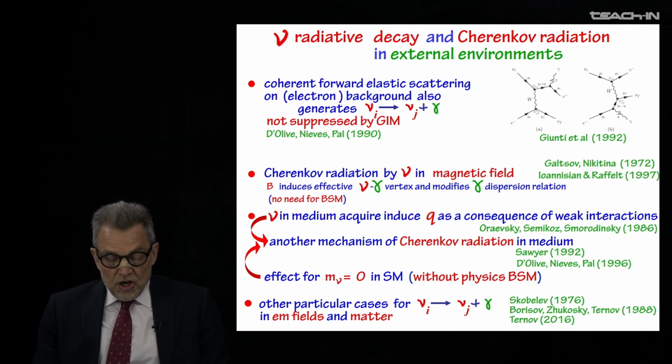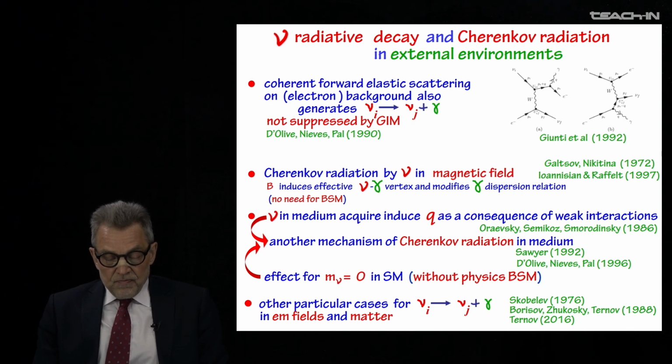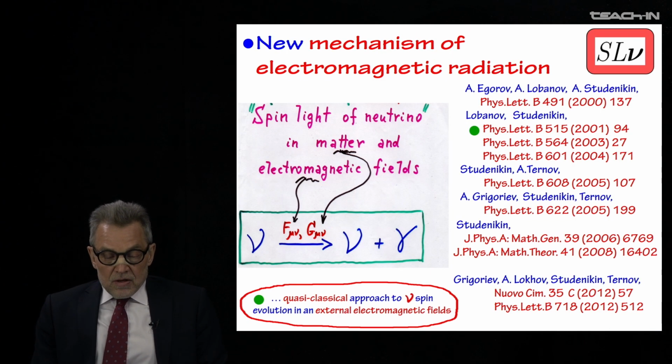Another Cherenkov mechanism, I would say, can appear when, in addition to the external medium, electromagnetic fields are also present, and there is a superposition of the effect of electromagnetic fields on neutrinos and the effect of neutrino interaction with the background matter. This also opens the possibility for the neutrino in the initial state to transition to the final state with emission of a photon.